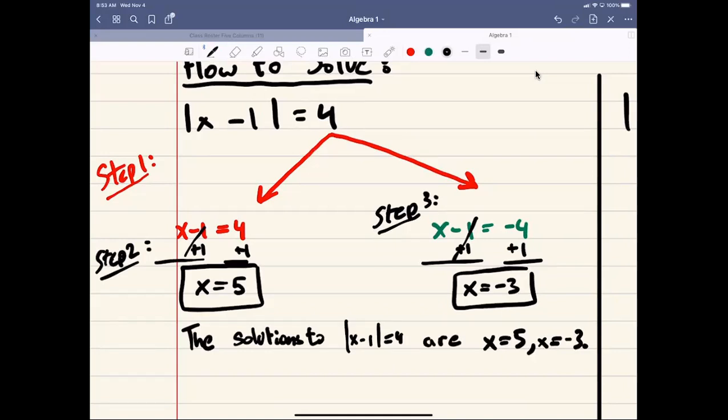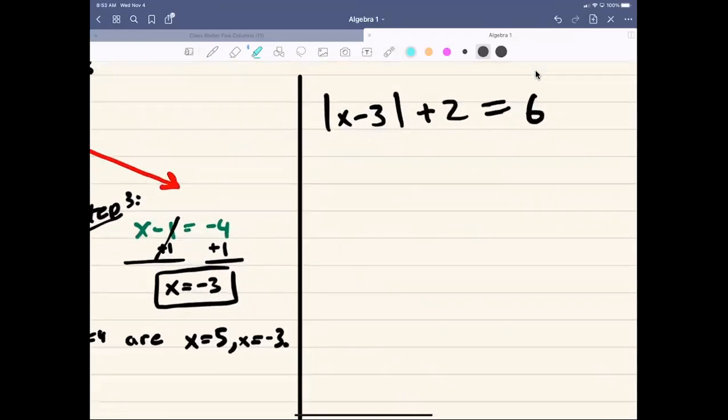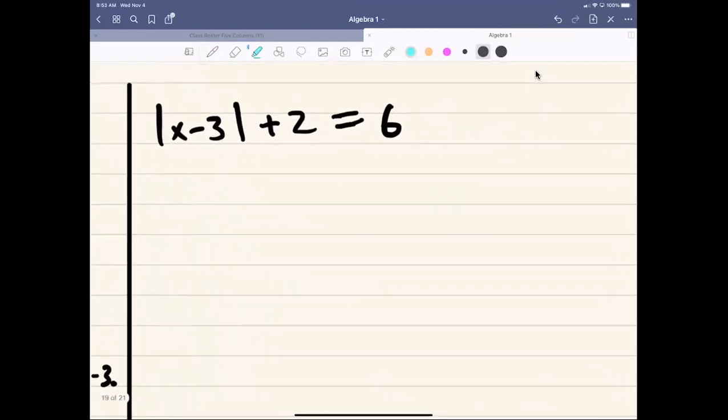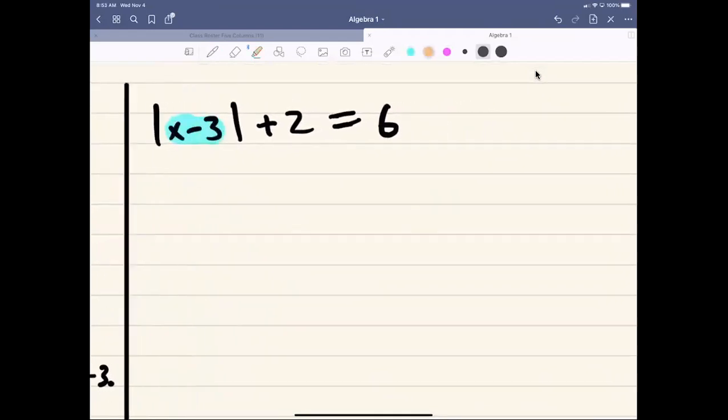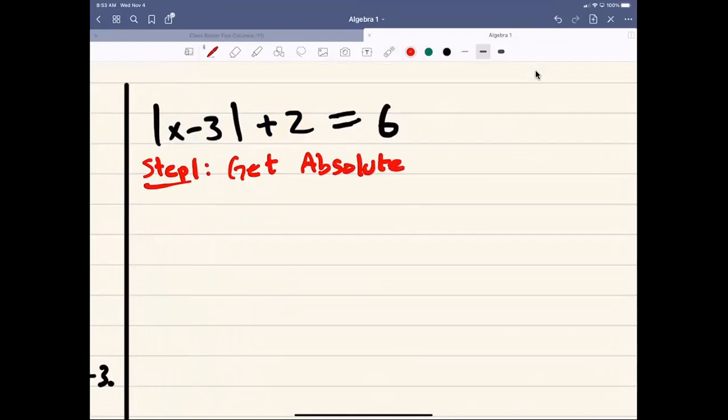Remember, this process only works if everything is inside the absolute value. If you notice here, everything is inside the absolute value. The other type of problem we're going to see has stuff outside the absolute value. You see how we have stuff inside and stuff outside. Whenever you have stuff outside the absolute value, get rid of everything outside of the absolute value. So step one, get the absolute value by itself.